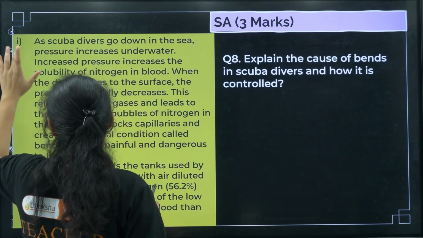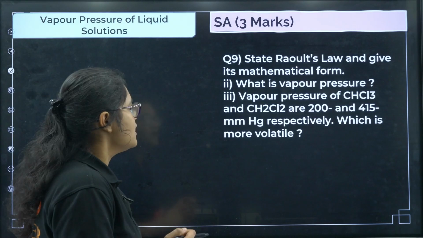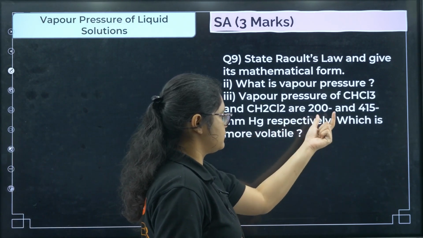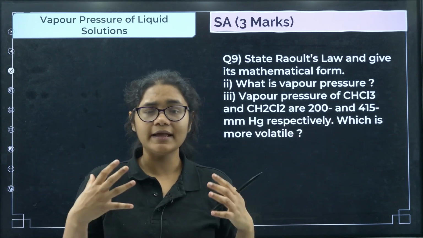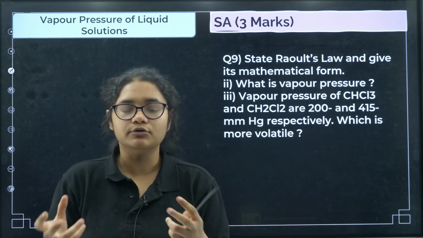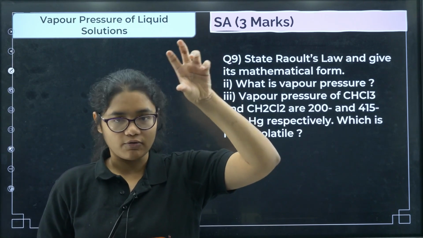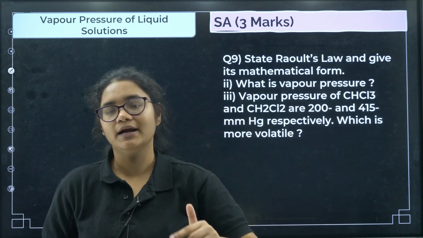Okay, next. Question number 9, state Raoult's law and give its mathematical form. What is vapor pressure? Vapor pressures of CHCl3 and CH2Cl2 are given, which is more volatile? So what is Raoult's law? According to Raoult's law, if you have a solution of two volatile liquids, the partial pressure of the component is directly proportional to the mole fraction of the component in the liquid.